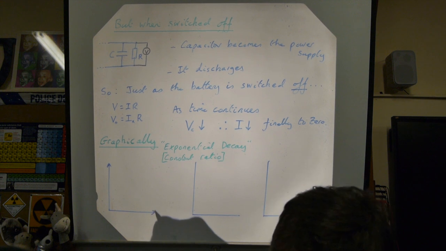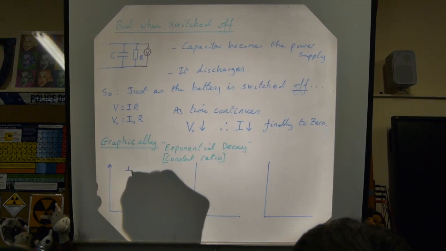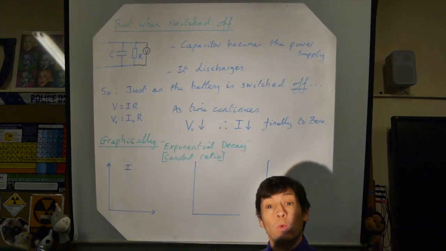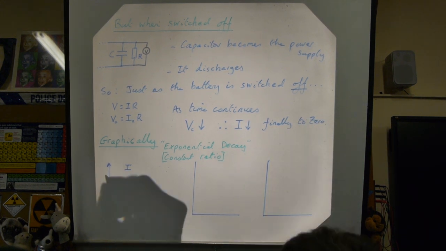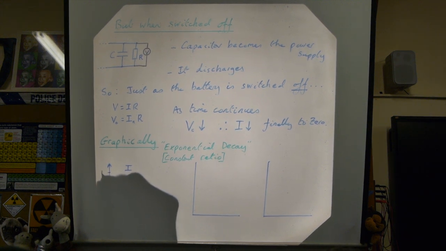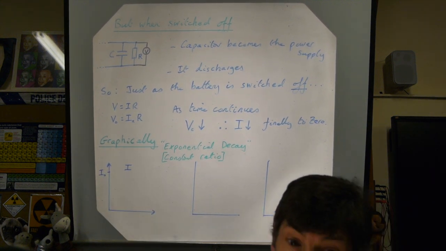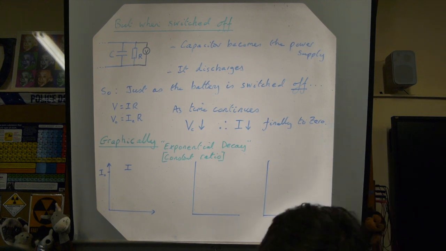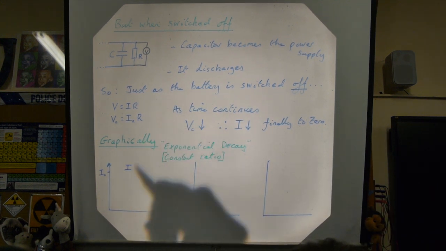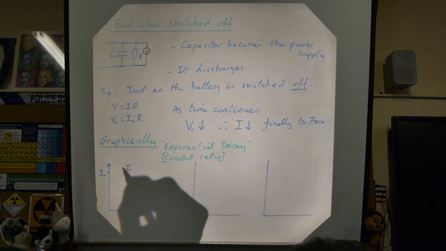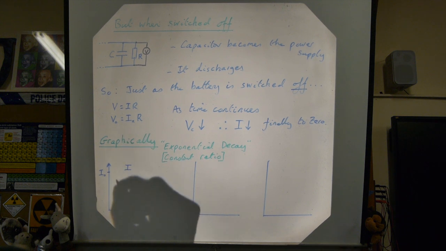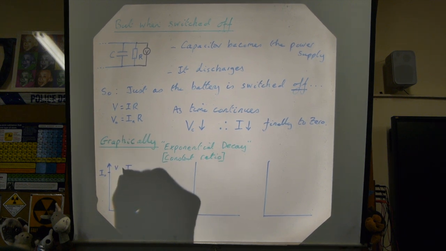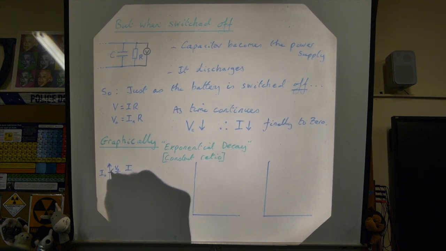Let's make this graph the current graph. The current in the circuit once you disconnect the power supply. So there's going to be a current at the start, and we'll call that current I0. If you remember, we can calculate that because we did it up here. You can see that the current in the circuit will be V0 divided by the resistance. That is this value here.